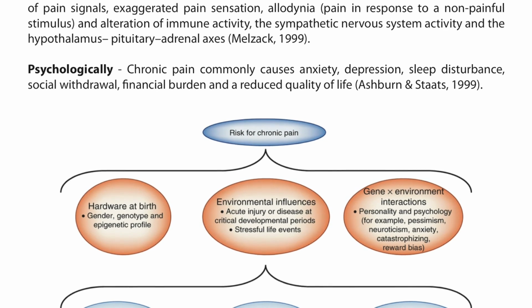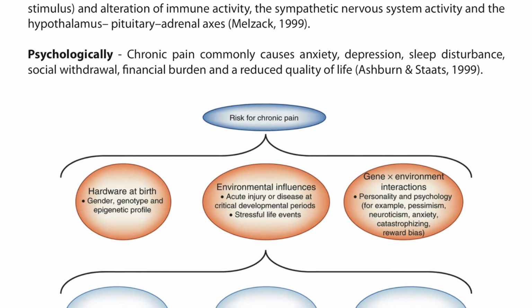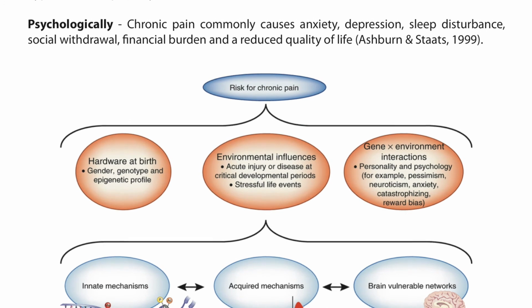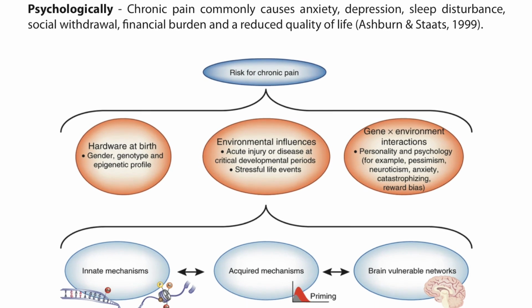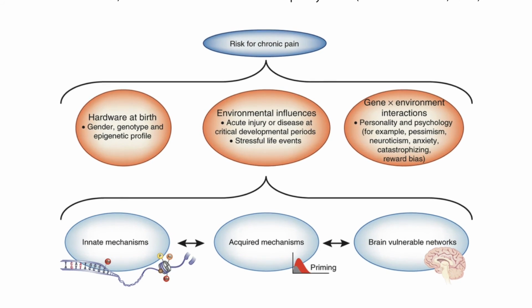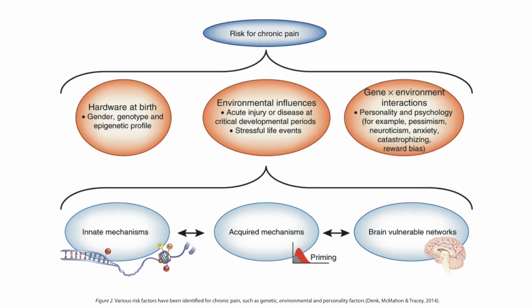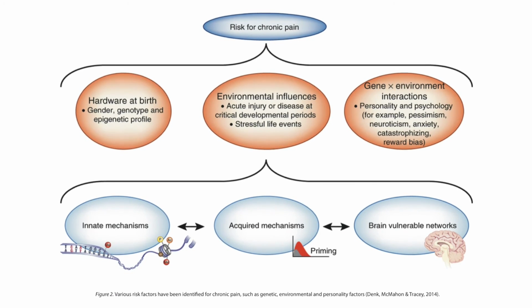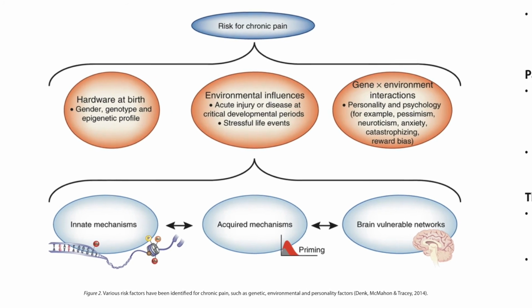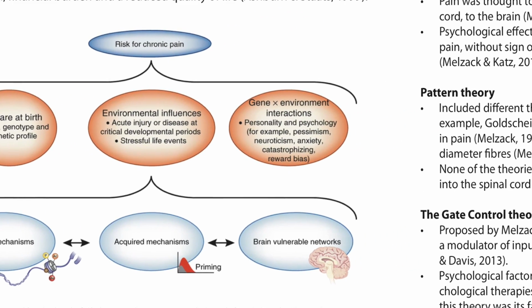As you can see in Figure 2, various risk factors have been identified for chronic pain, such as genetic, environmental, and personality factors. So you can see, getting back to the point made earlier about pain no longer being considered an accurate informant of what is occurring in the body tissues, this is because of these factors. So simple things like a person's personality, whether they're pessimistic or neurotic, for example, whether they have high anxiety levels, for example, all of these things can contribute to pain being different for each different person.